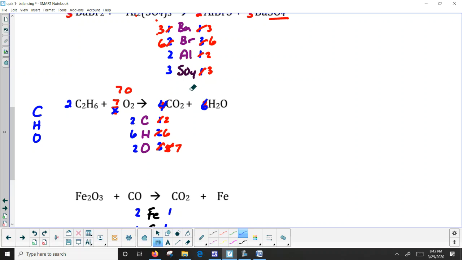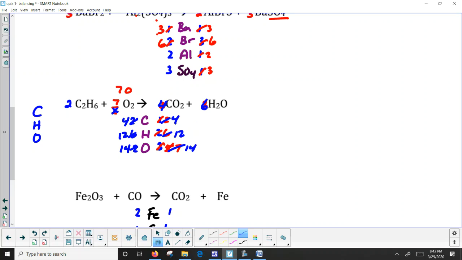Let's see what happened here. So now I've got 4 carbons, 12 hydrogens. What do I have here? It looks like 14 oxygens. Here I've got 4 carbons. They're balanced. That's great. How about the oxygens? I got 4, I got 8, but then I got another 6 here, so it's going to be 14 oxygens. And the hydrogens, they're 12. That's it. We're done. We're balanced.